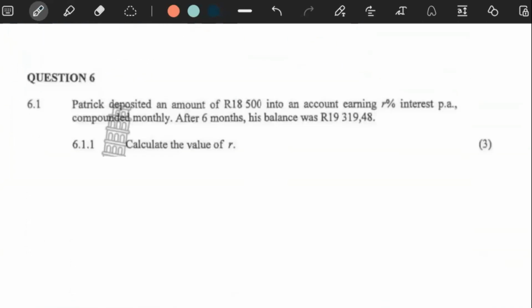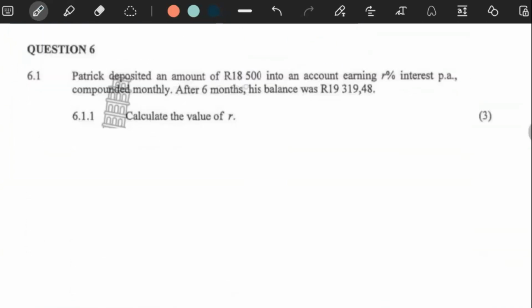It says here, question 6, Patrick deposited an amount of 18,500 into an account earning r% interest per annum, compounded monthly. And then it says, after 6 months, his balance is 19,319.48. Calculate the value of r. This is a very straightforward question. They don't come easier than this. It's a simple question where he has made a single deposit, so this is a simple compound interest question.